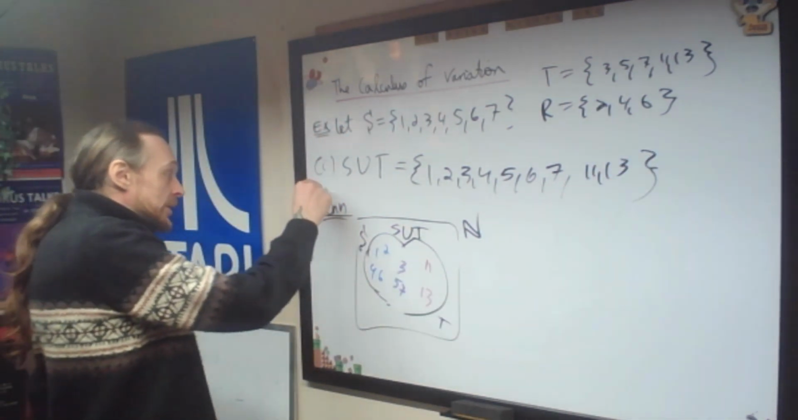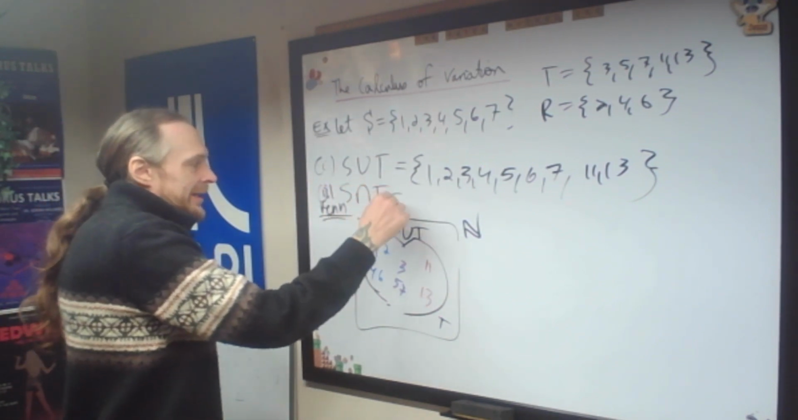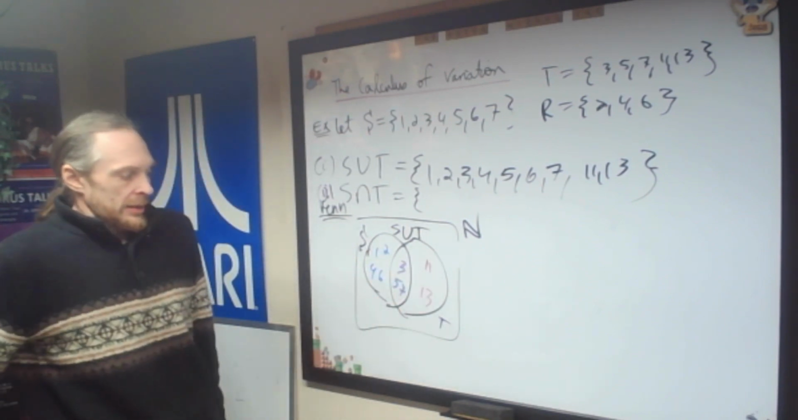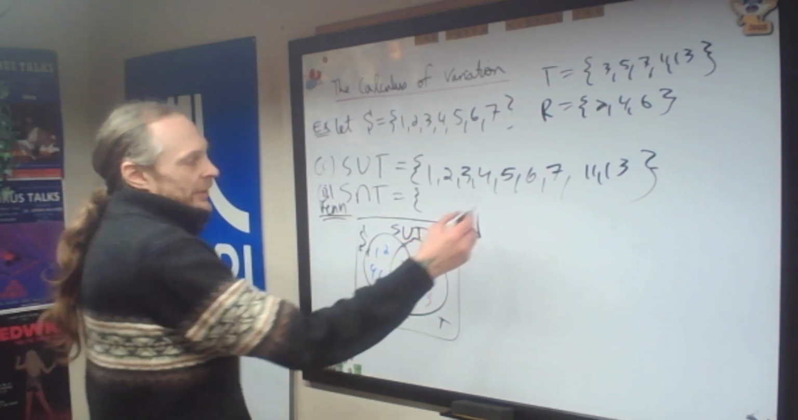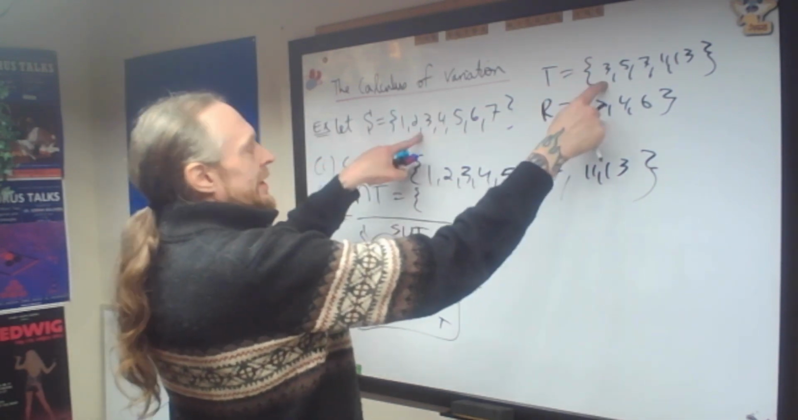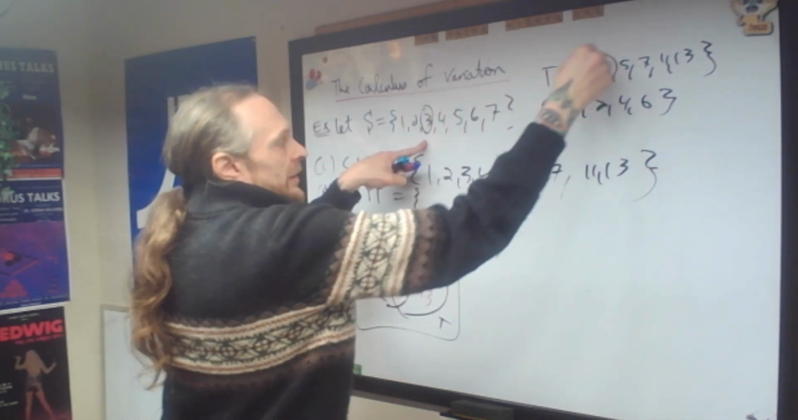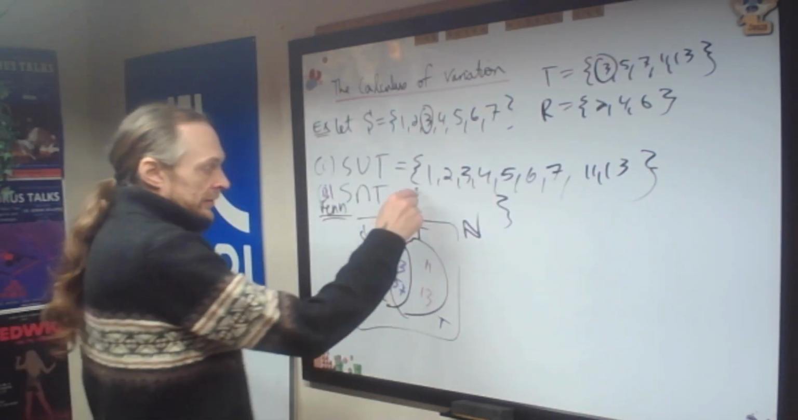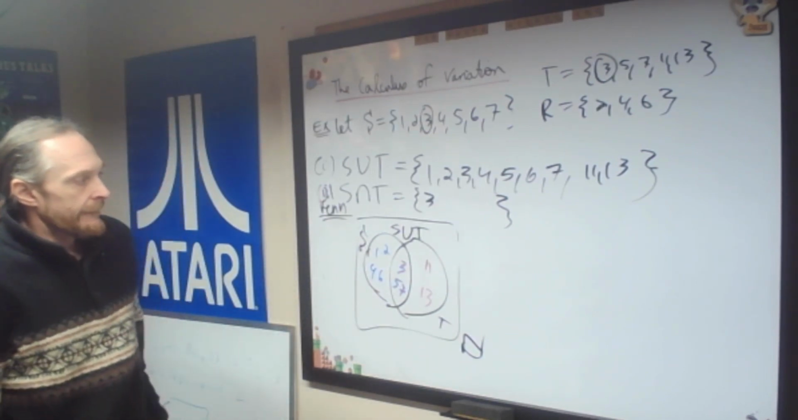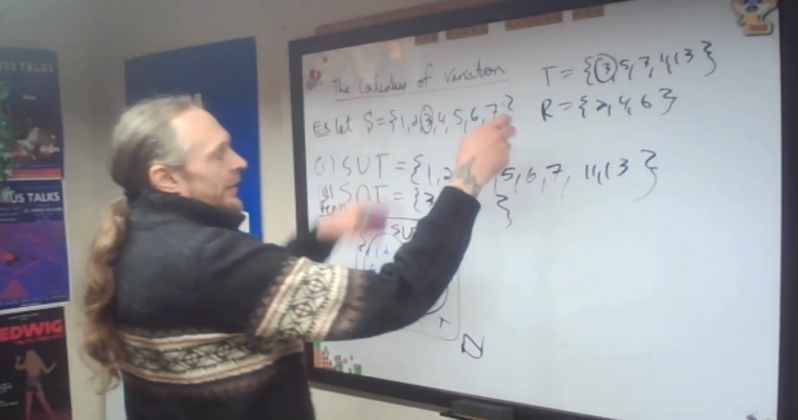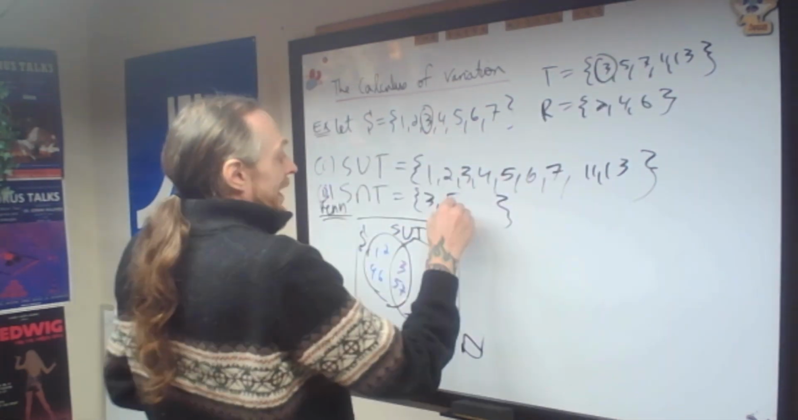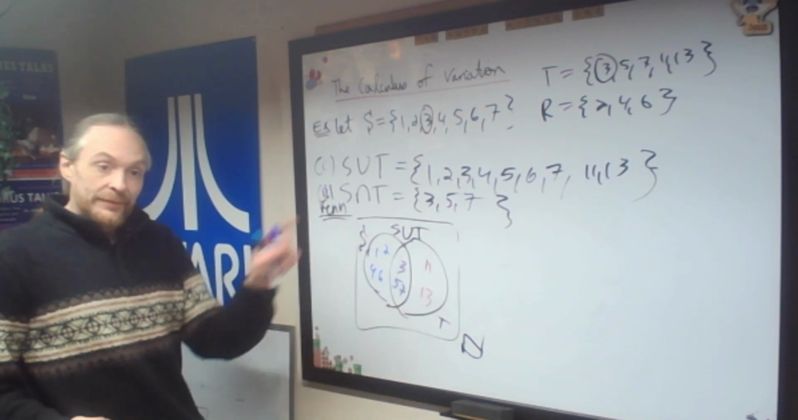If I'm going to do S intersect T now in this Venn diagram, I need those back again. And then what is it going to be? I have to go through both of them and say, are they both in there? Is 1 in T? No. Is 2 in T? No. Is 3 in T? Yes. So I'm going to keep 3. Is 4 in there? No. Is 5 in there? Yes. Is 7 in there? Yes. So that's our overlap, 3, 5, 7.